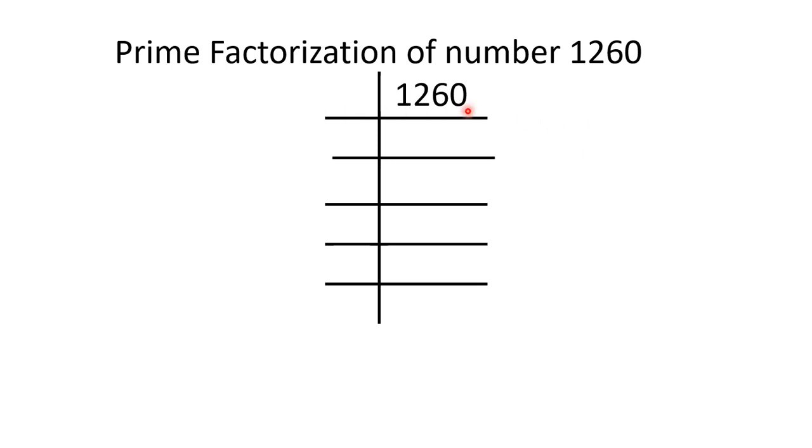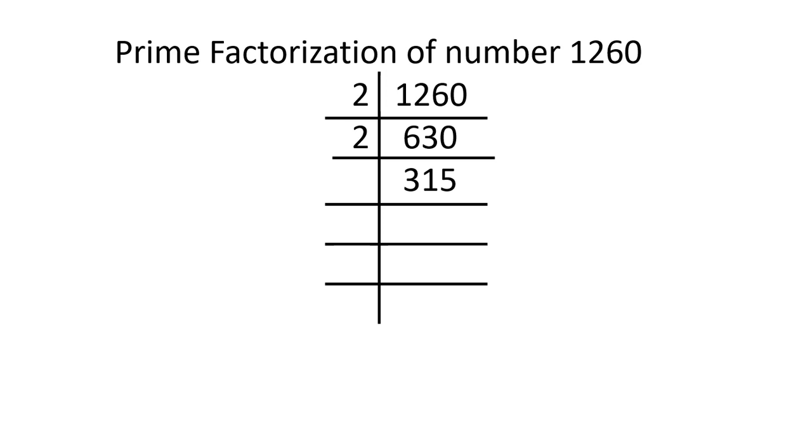So we see that this number is even number. So it will be divisible by 2, and 2 is the smallest prime number. So we start with the smallest prime number first. So we get 630. Now 630 is again an even number. So it will be again divisible by 2. So we divide by 2 again.